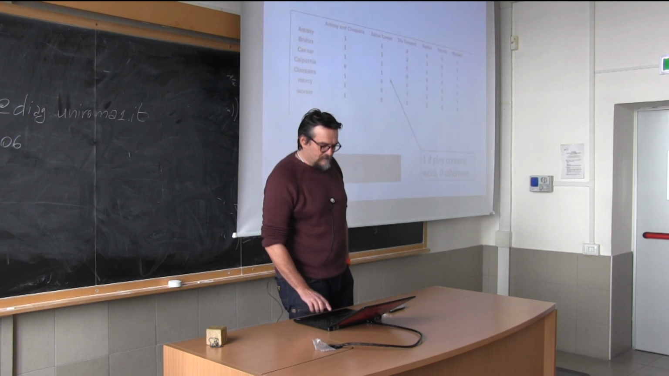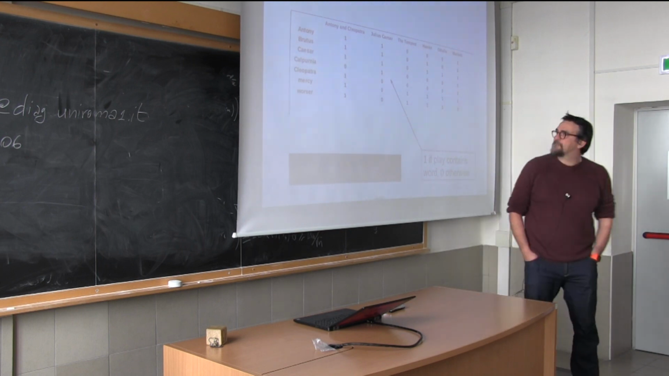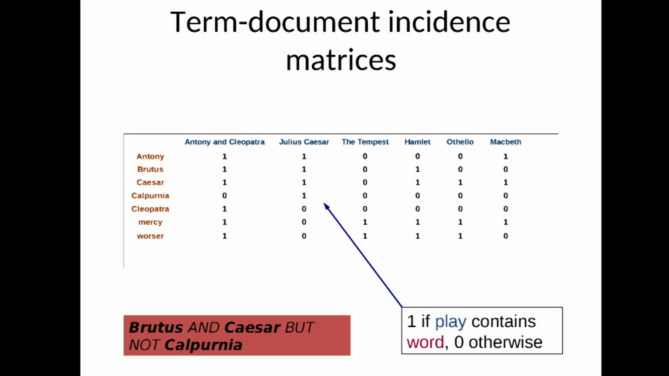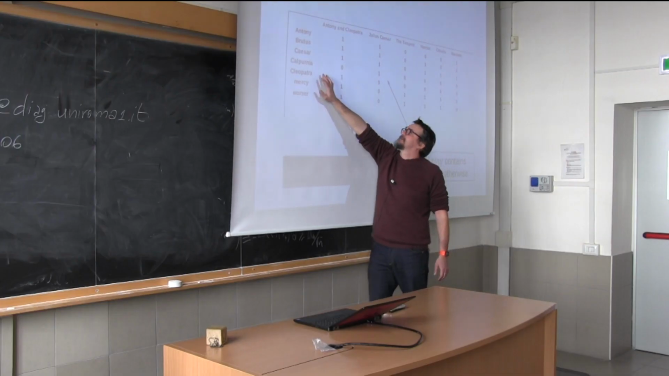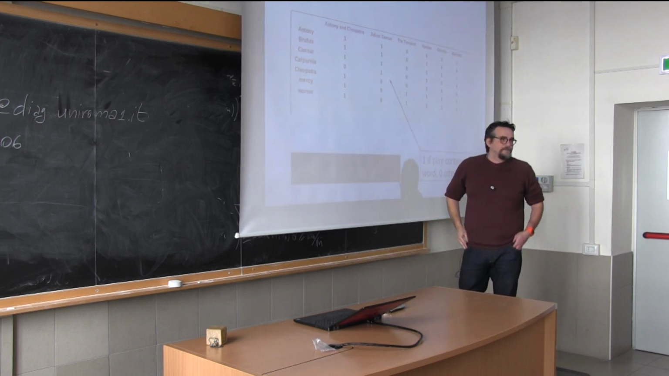So the main idea is the following. You have documents on the columns. You have terms on the rows. And so basically you have a one every time a term appears in a document. That's it. So you get this very big matrix in which you have 0 otherwise. So as an example, Calpurnia is not present in Antony and Cleopatra.